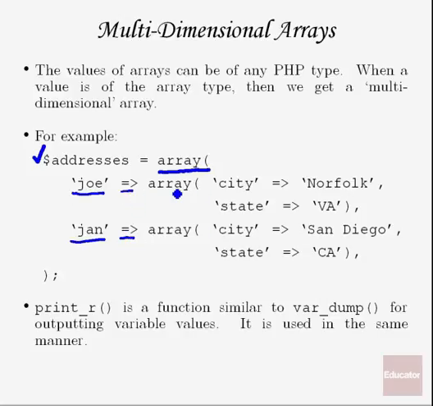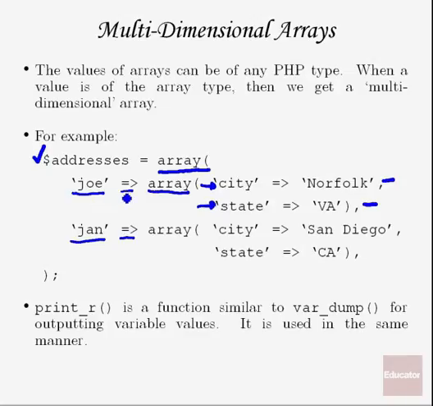Instead of assigning them a scalar value like an integer or a float or a string, we're actually going to assign them a composite value, or an array. We're going to assign them an associative array that has 2 pieces of data in it. One is the city and one is the state in which that person lives. And we've named the keys city and state to refer to these.